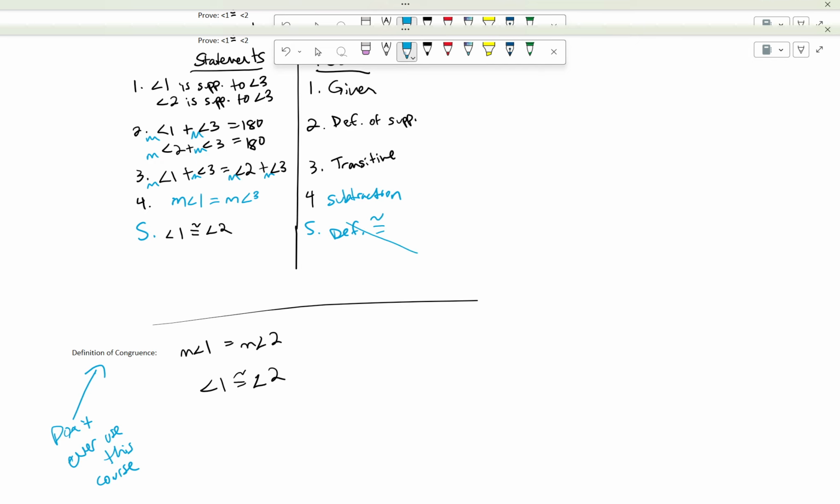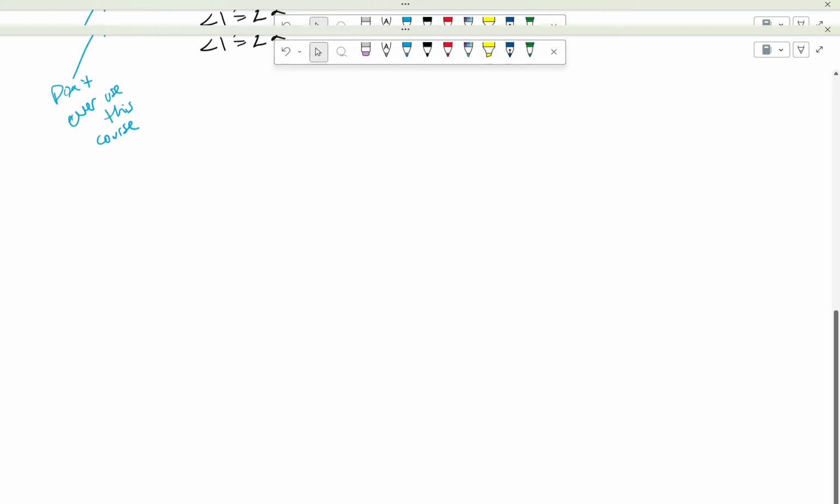I never use this because I think it's more confusing. I'm fine with you guys interchangeably using congruence and equality. All right, let's take a couple of properties here and just name them. And then we'll do some more proofs. Name the property.